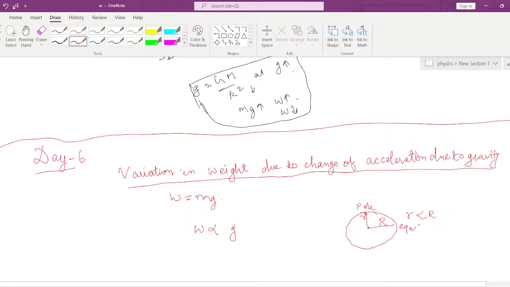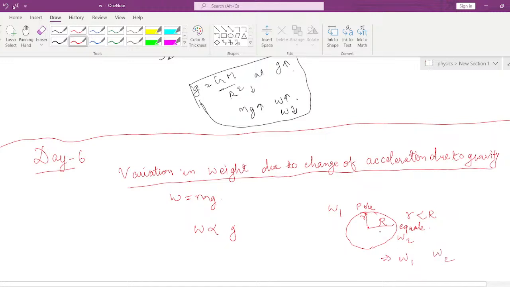Because of its shape, the earth is not completely round. So when the weight of an object at the pole region is w1 and its weight at the equatorial region is w2, which one is greater, w1 or w2?